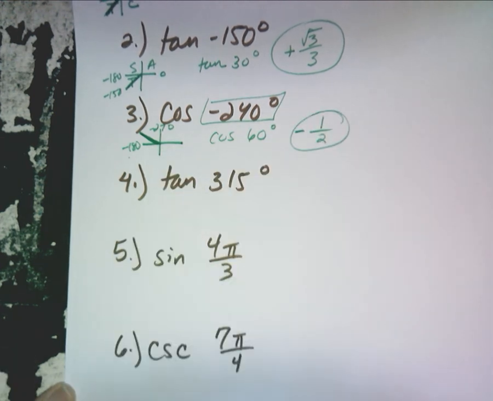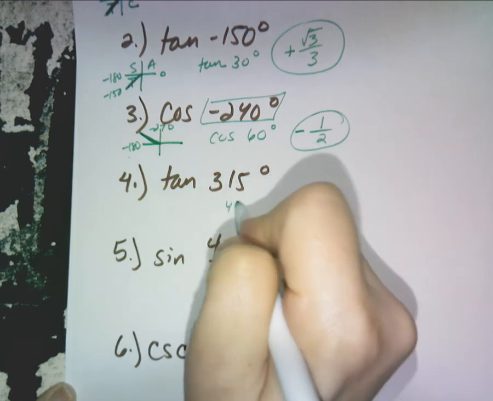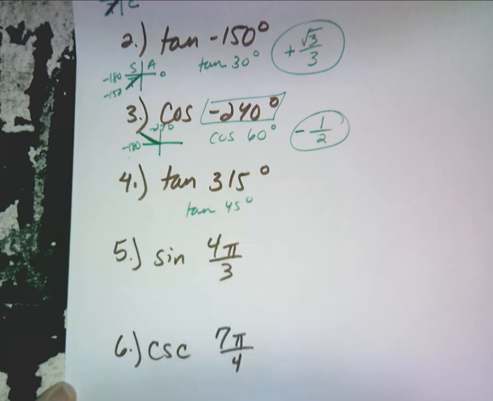All right, you try to do tan 315 right now. What's the reference angle? 360. No, that 360 is not the reference angle. 45 is the reference angle. Okay. Tell me what the tan of 45 is. Then tell me what quadrant 315 is in.